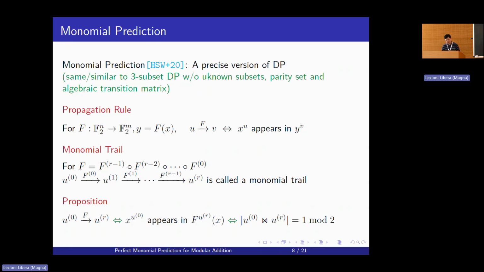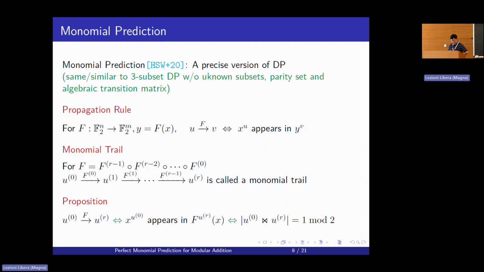Our tool is monomial prediction. Monomial prediction is a precise version of division property. It is the same as the 3-subset division property without unknown subsets, and also similar to the parity set and algebraic transition matrix, but from a slightly different viewpoint.